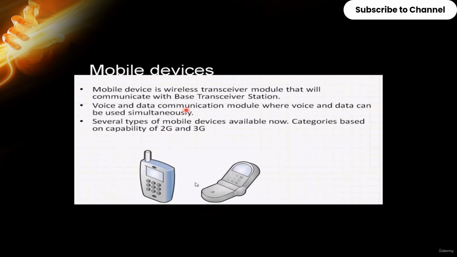So what are the components of GSM? First, the mobile device. It is a wireless transceiver module which is used to communicate with the base transceiver station, and both voice and data are communicated with the mobile devices. Several types of mobile devices are available based on 2G, 3G, 4G, 5G. Based on current development, various types of mobile devices are available nowadays, like 5G mobile devices.